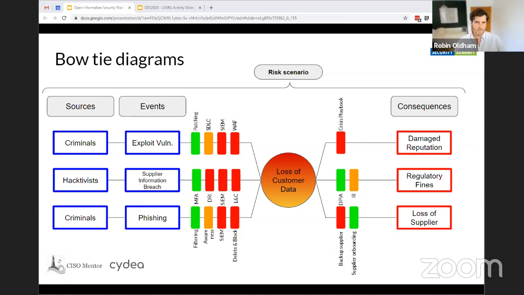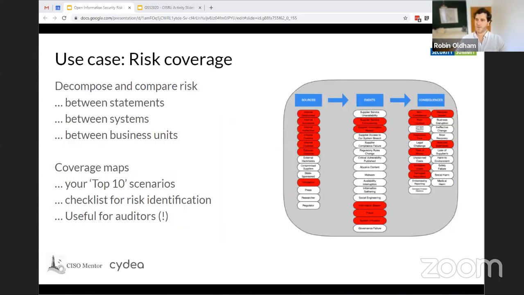Right, so we'll crack on. We've got some time for some more Q&A at the end. So just the one slide on the risk coverage use case. By having these in a structured format, it does allow you to decompose and compare different risks, so between statements or between different systems or between different business units, for example.